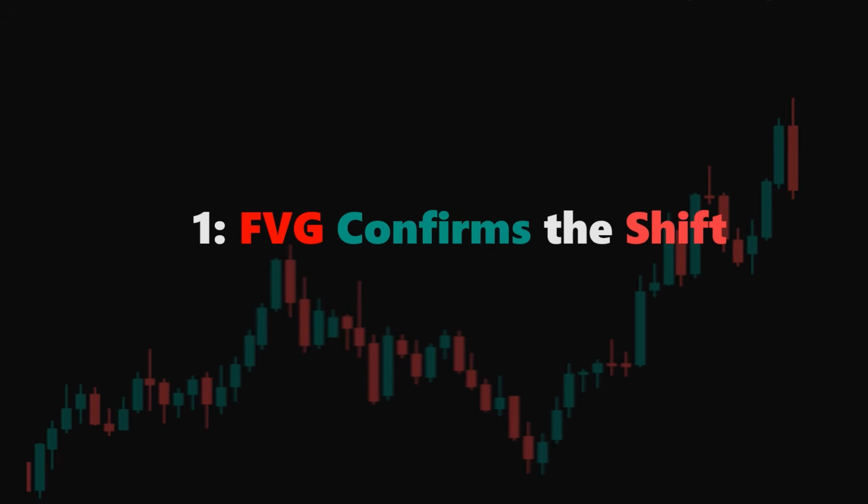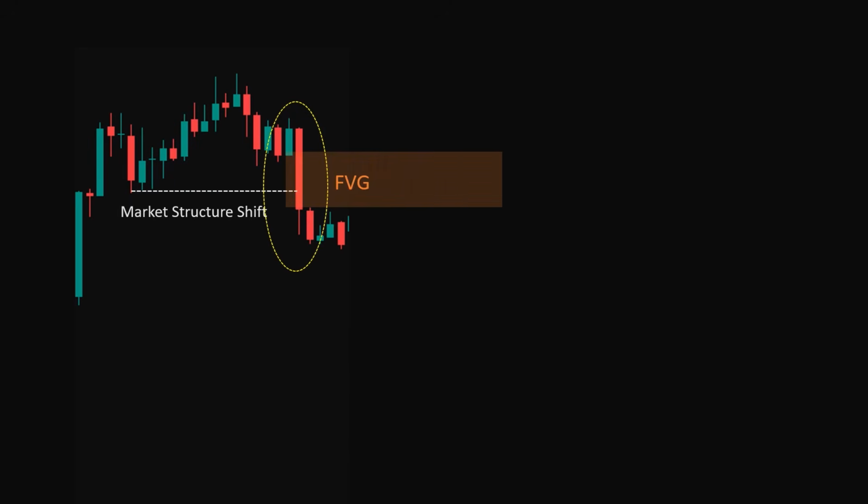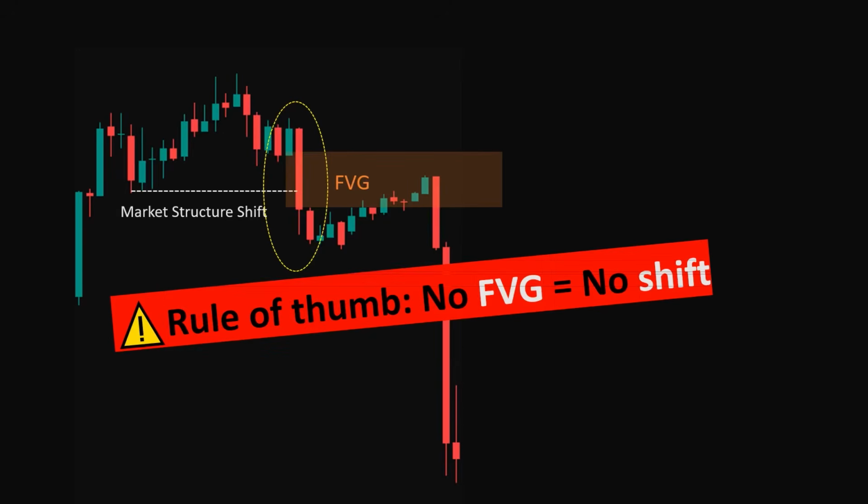To confirm a valid MSS, you need to see a fair value gap, a strong, impulsive move often caused by institutional players. A common mistake: traders misidentify structure shifts without displacement. For a market structure shift to be valid, it must be obvious and aggressive. We need to see a strong FVG, not a small hesitation or range breakout. FVG acts like a signature of smart money, showing that big players are behind the move. No FVG, no shift.